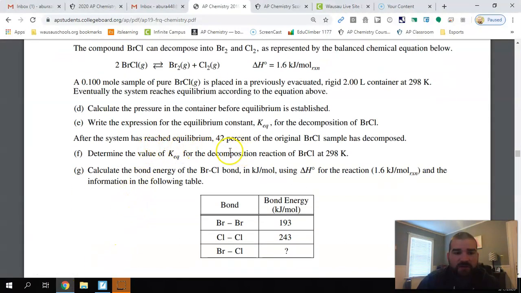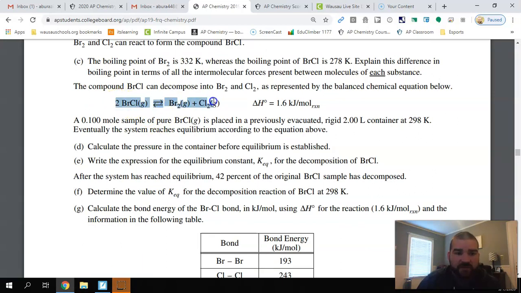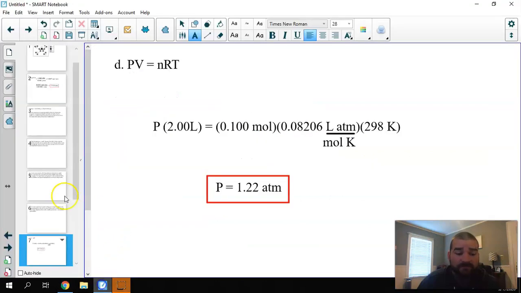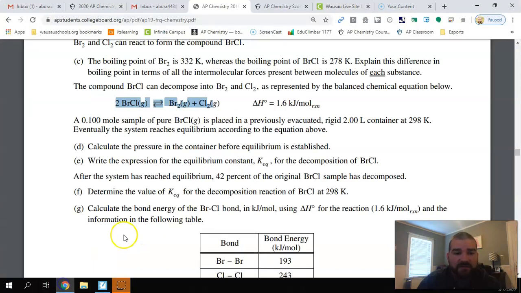E, write the expression for the equilibrium constant KEQ for the decomposition of BrCl. In other words, set up the equilibrium constant expression. So, here's the reaction. Products over reactants. We have this to the first times that to the first divided by this squared. It looks like this, right down here. And that's all they're looking for in E.